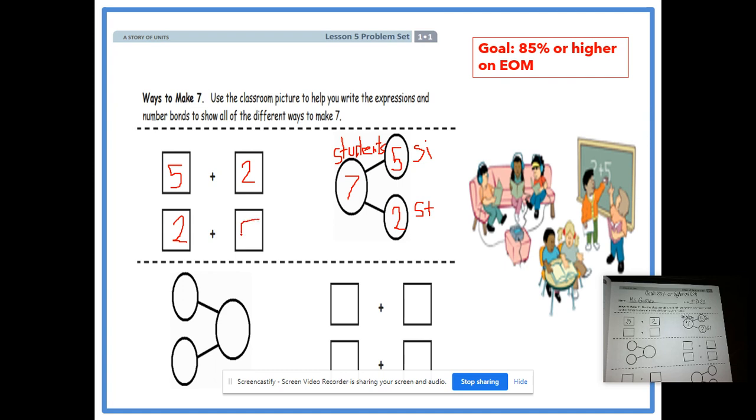Yes, 5. So now we just flipped our parts, but we still get the same total.